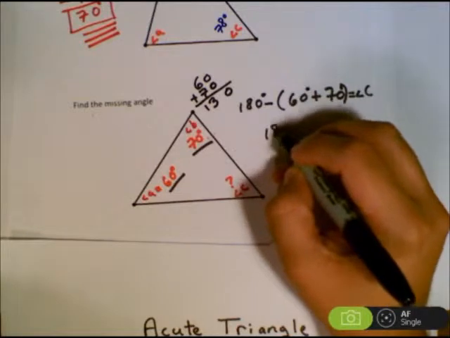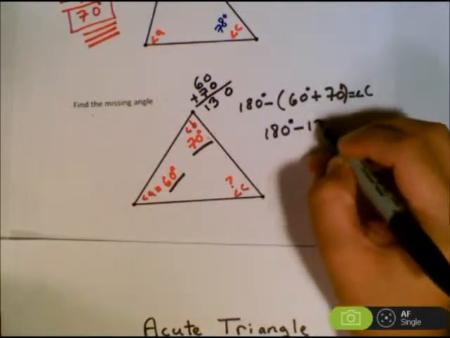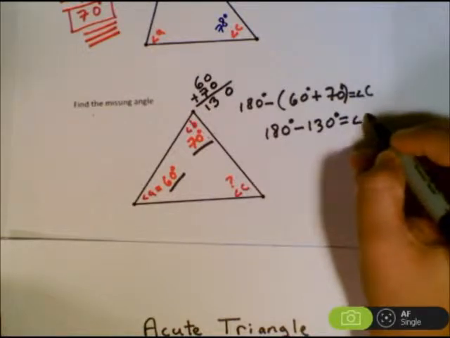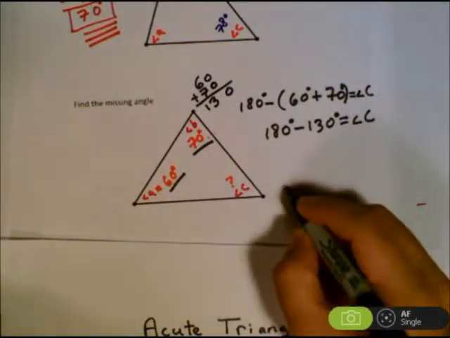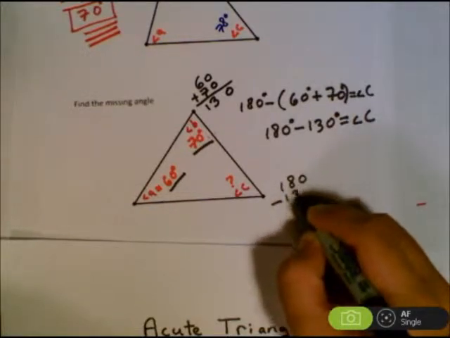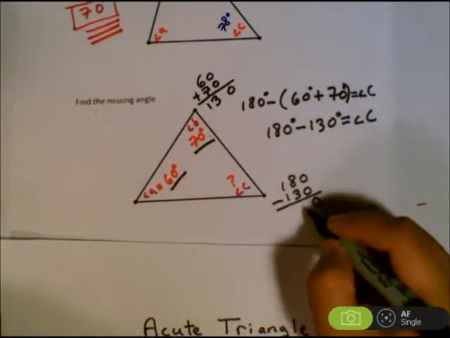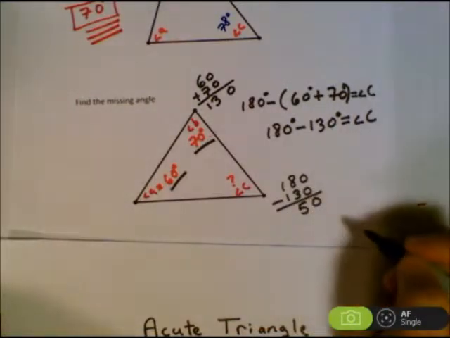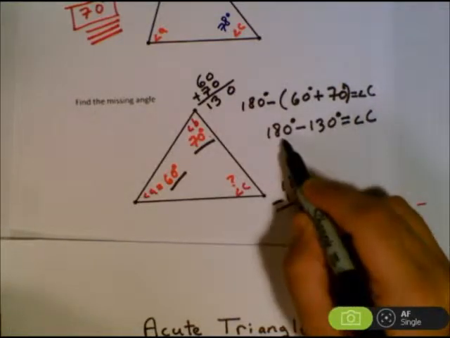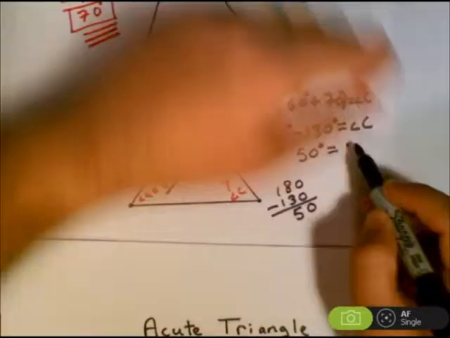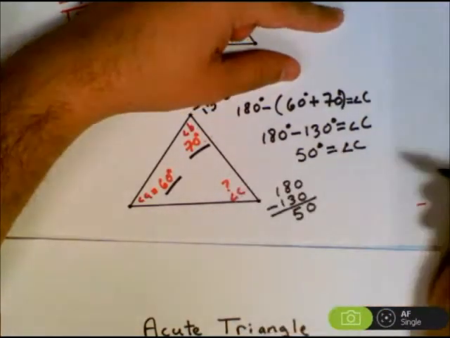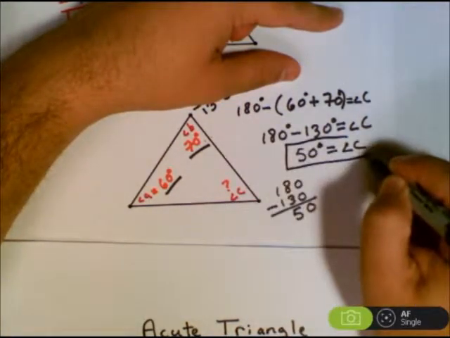So now we have 180 degrees minus 130 degrees, which will give us angle C. What is 180 minus 130? Let's figure that out. 0. 8 minus 3 is 5. 1 minus 1 is 0. So 180 minus 130 gives us 50 degrees, and that will give us angle C. So angle C is equal to 50 degrees.